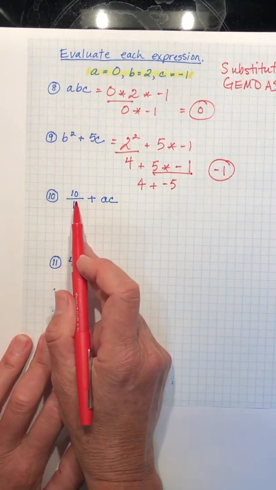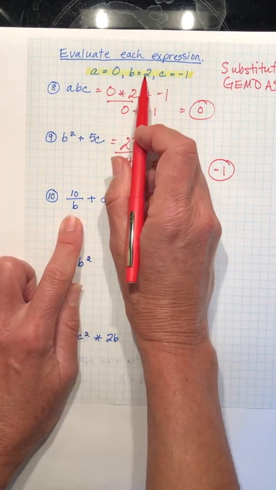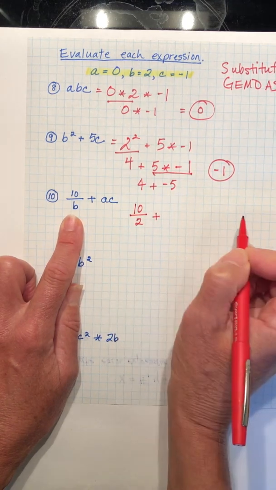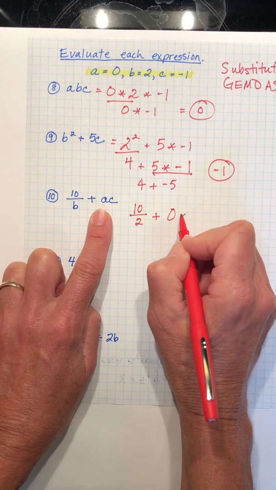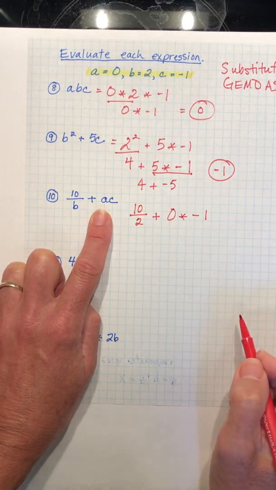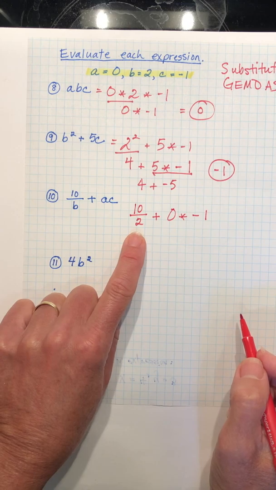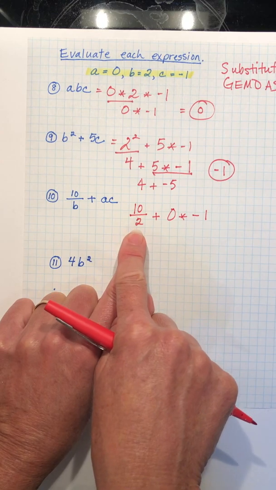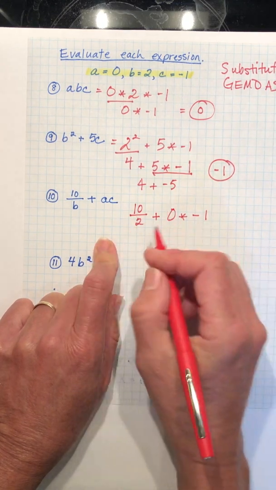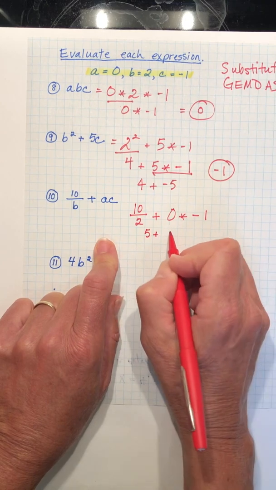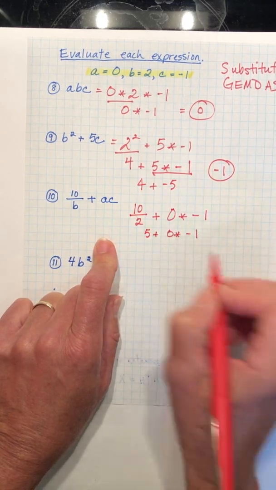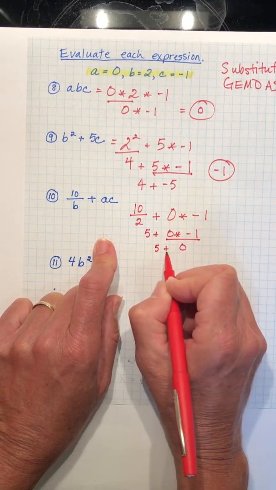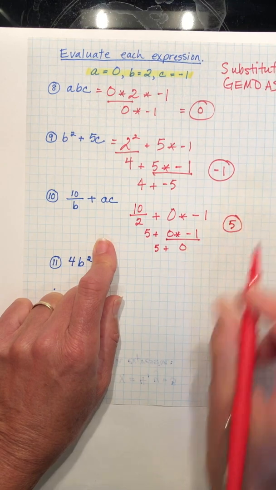So I'm ready to substitute. I've got 10 over b. B is 2, so it's 10 over 2 plus 0 times -1. This is division. This is multiplication. Since the division came first, it's first come, first serve, I'm going to do the division first. So I've got 5 plus 0 times -1. Those come out to be 0. 5 plus 0 comes out to be 5.